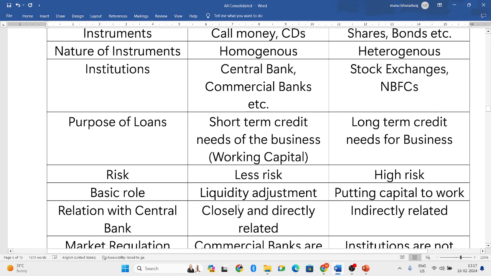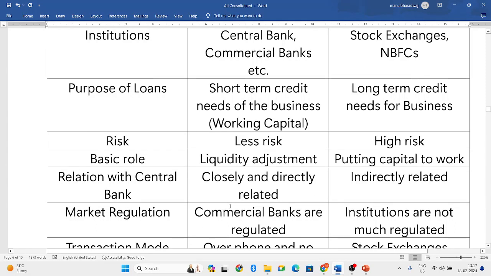Next, relation with central bank. So it is closely and directly related to central bank because RBI also, at certain times, will issue treasury bills on behalf of the government. So central bank, RBI, regulates the money market. Then what about capital market? It is indirect. RBI doesn't regulate directly. Indirectly it regulates the capital market.